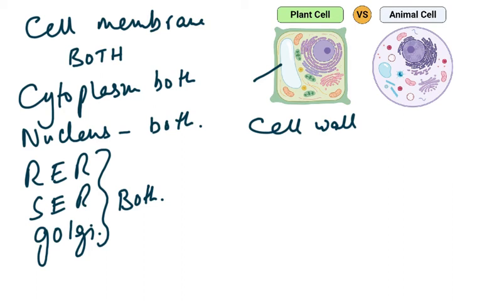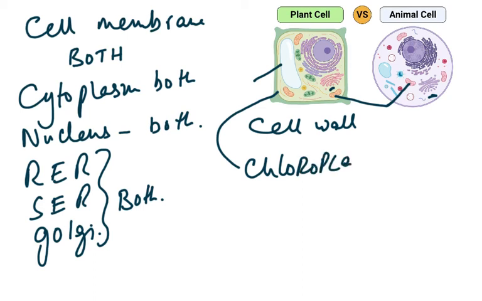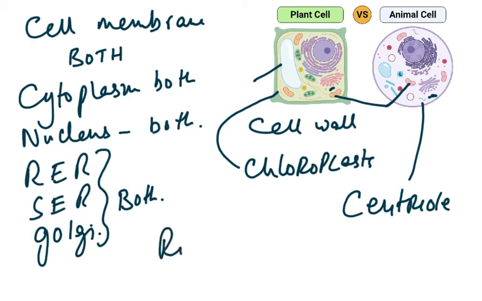Mitochondria is present in both, so you can see the mitochondria here and you can see the mitochondria here. And you can see the Golgi is present in both. And in some plant cells, of course, we will have the chloroplasts. Animal cell will have centrioles. Also, they will have the ribosomes.